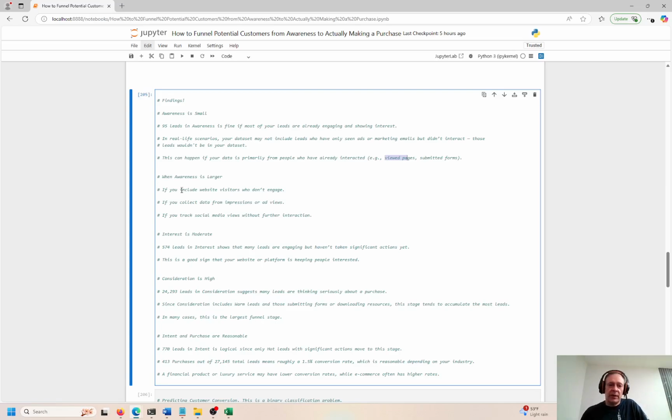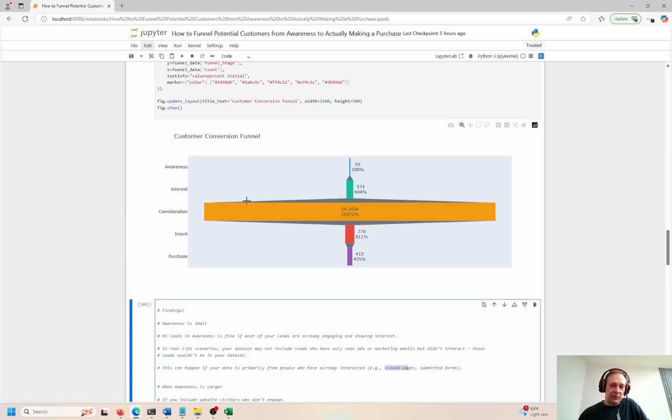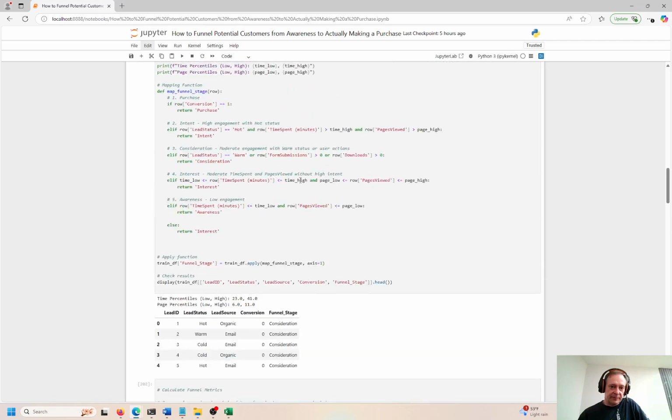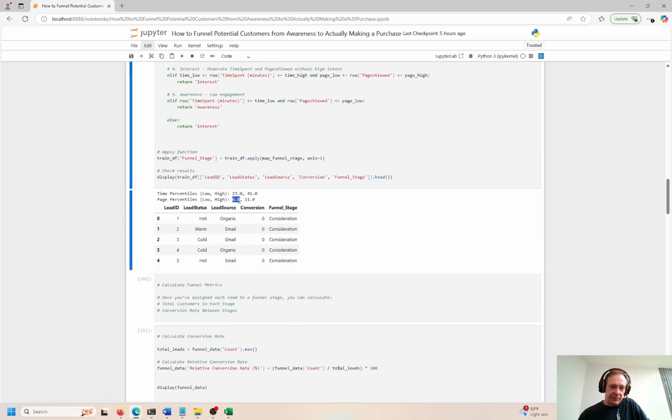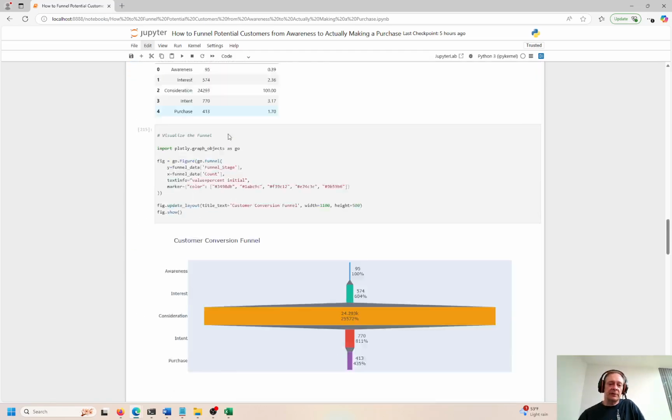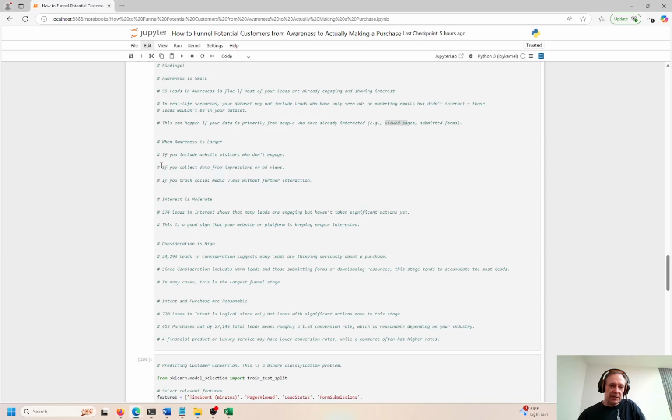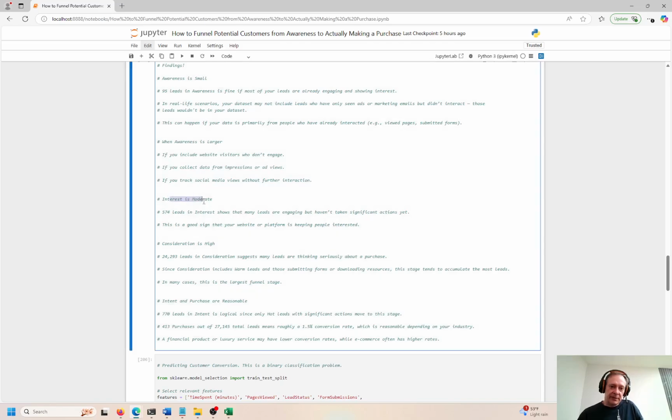I'm saying to become aware of this product, you have to have whatever the threshold was over here, at least 6 minutes, and not more than 11. So that goes over here. So it really depends how you set up this problem and what this final solution will look like. Total interest is moderate. This number is only 574. This is a good sign that the website or platform is keeping people interested. Of course, higher is better. So consideration is pretty high. We have 24,000 in consideration.